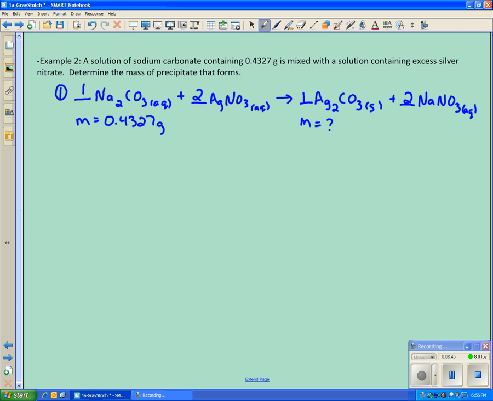We can now move on to step number 2, and that's calculating the moles of our given substance, which is the sodium carbonate. So moles of Na2CO3 starts with 0.4327 grams, and we want to multiply by moles over grams, so the molar mass. So 1 mole over 105.99 grams. And that will come out to 0.004082 moles.